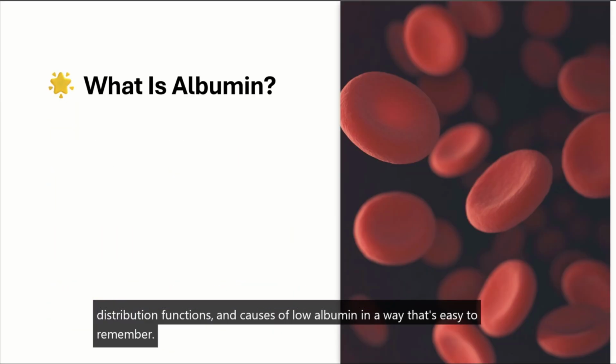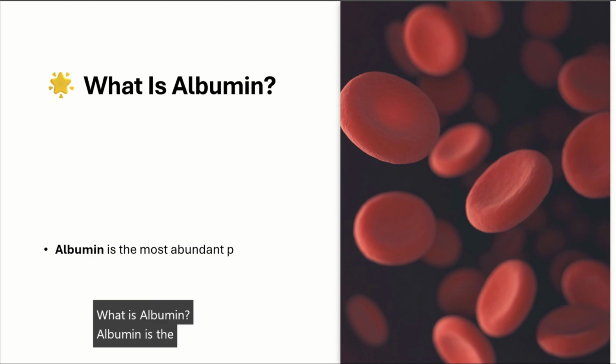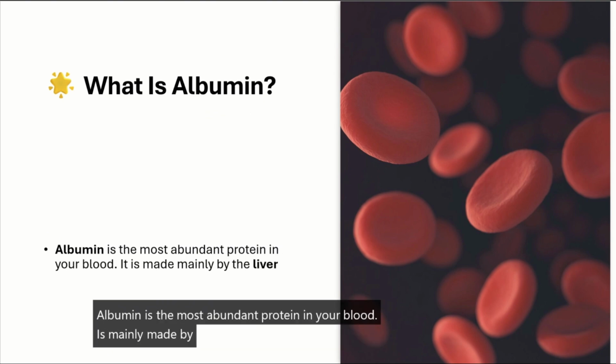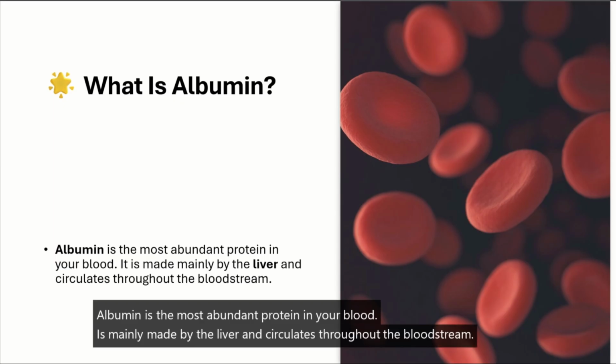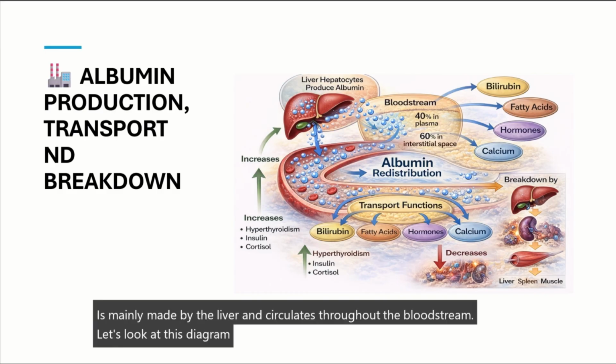What is albumin? Albumin is the most abundant protein in your blood. It's mainly made by the liver and circulates throughout the bloodstream. Let's look at this diagram to understand albumin production, transport, and breakdown.